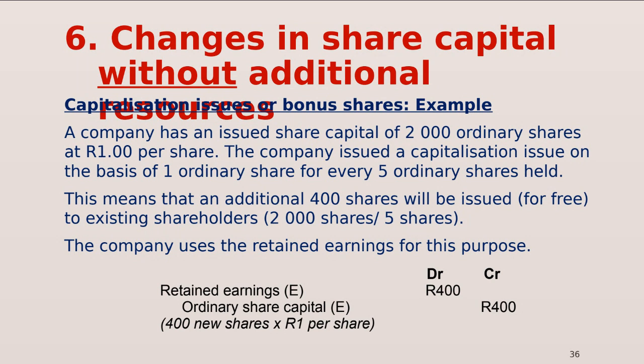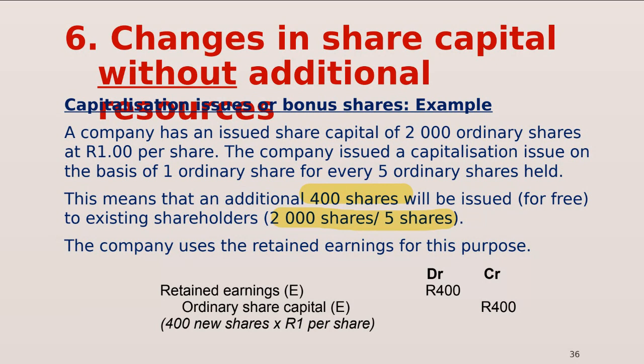And then we say, you get an extra share if you have 5 shares held. So 2,000 shares in issue, you get 1 share for every 5 shares held, which means we need to take 2,000 shares divided by 5, right? And that tells us that we're planning to issue 400. So that is how we got this 400 here. It's 2,000 shares divided by 5 shares, and then we know that we want to issue 400, right?